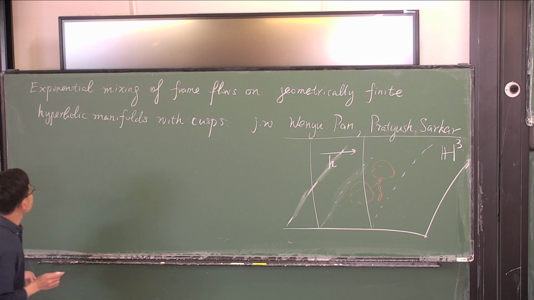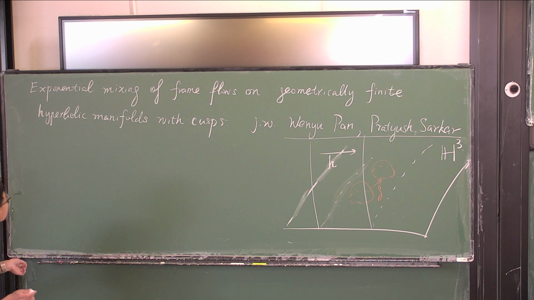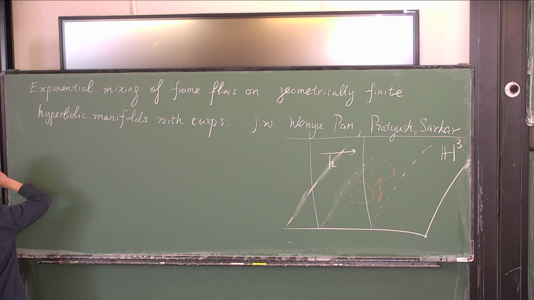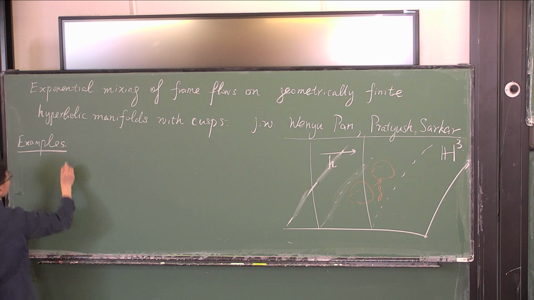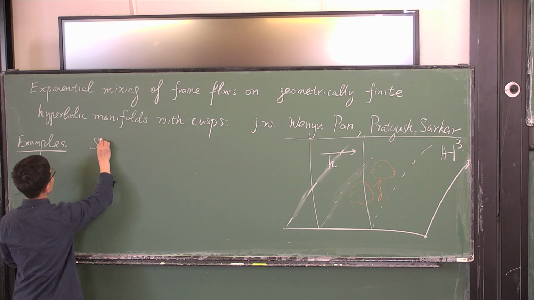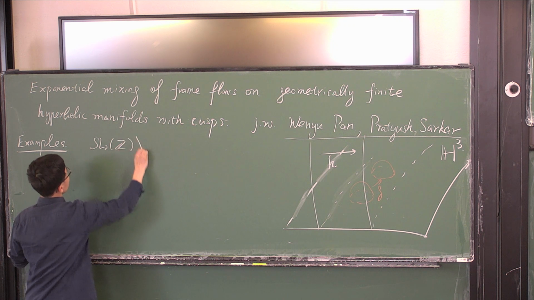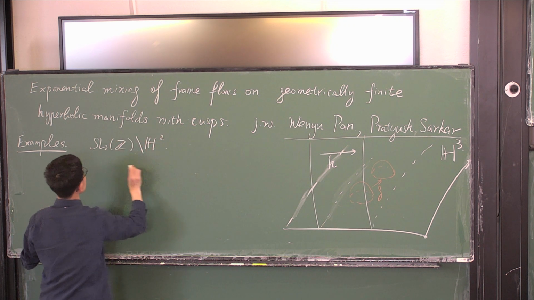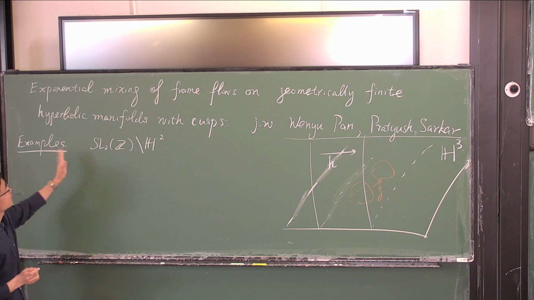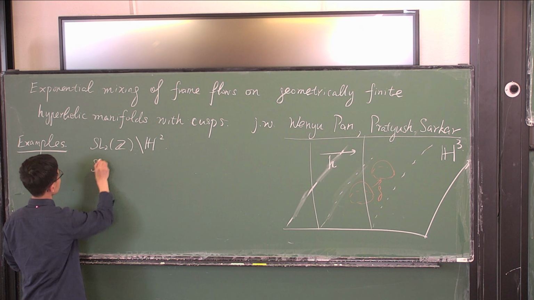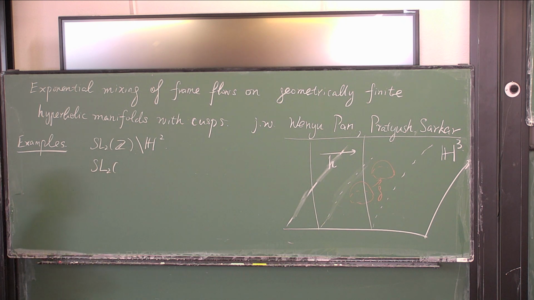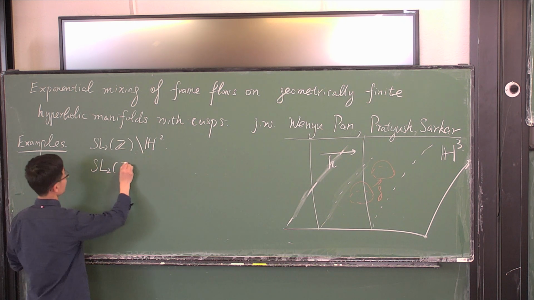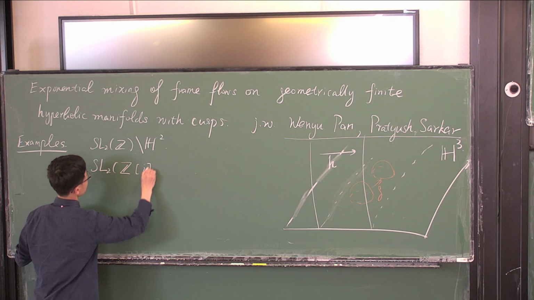So let me first give the definition of a geometrically finite hyperbolic manifold. First, some examples. The classical example is an example for the finite volume case. So it's like SO(2,1)(R), SO(2,1)(Z). This kind of surface is geometrically finite hyperbolic with cusp. For higher dimensions, because we will talk about flows, it's more interesting for the higher dimensional case. And for the higher dimensional case, you have this kind of thing.